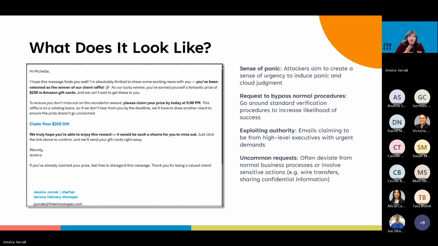So what you want to look for is there's usually a sense of panic behind it, a request that would bypass your normal procedure, exploiting some sort of authority. So, the email from the CEO saying, I need you to go get this now. Write this check now, send this cash now. An uncommon request. If any of you ever got this email from me, I would hope you would give me a call and say, Jess, what is this? Before you click that link. If this is something you weren't expecting, this is uncommon. All of those things should throw up red flags to you.